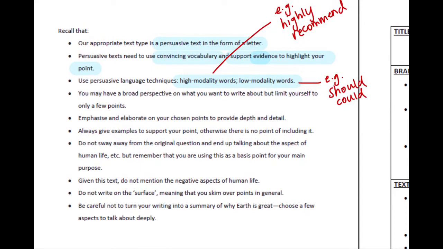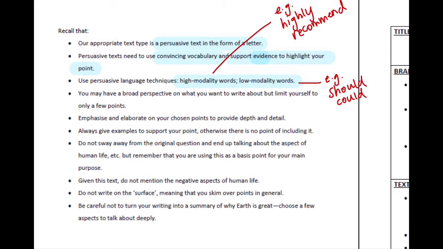In our next point, you may have a broad perspective on what you want to write about, but limit yourself to only a few points. So what we said before is choose a few points that you want to talk about in depth. Don't talk about everything because there are endless possibilities and you won't be able to fit everything in 20 minutes, but pick 1 or 2 points.